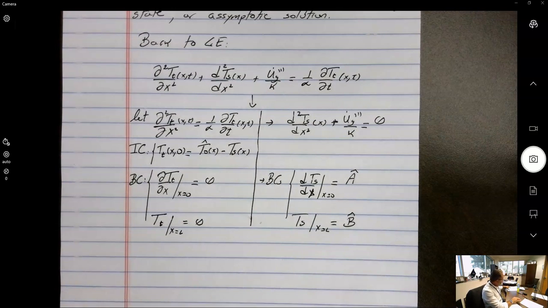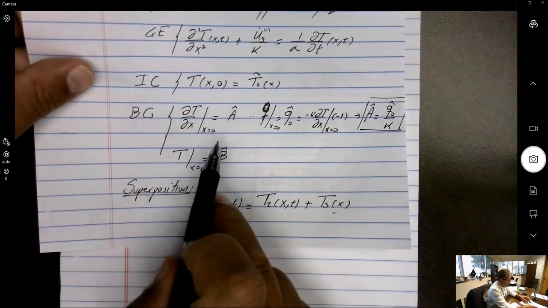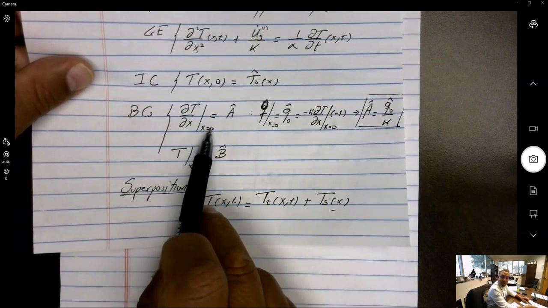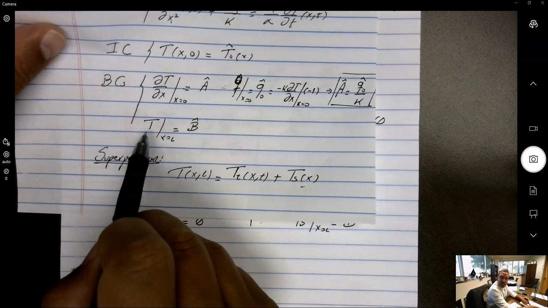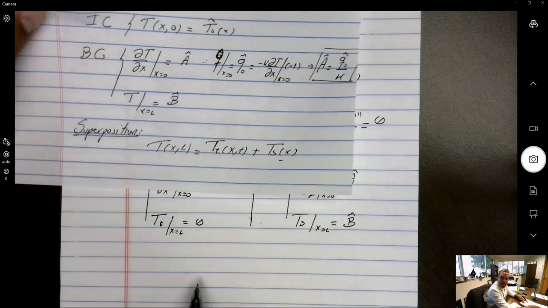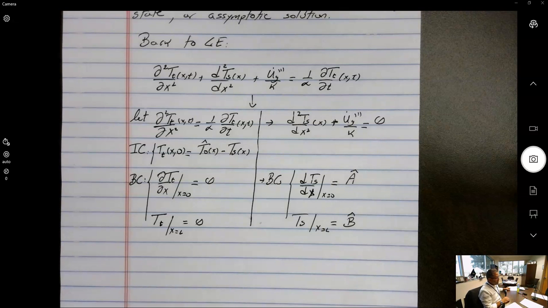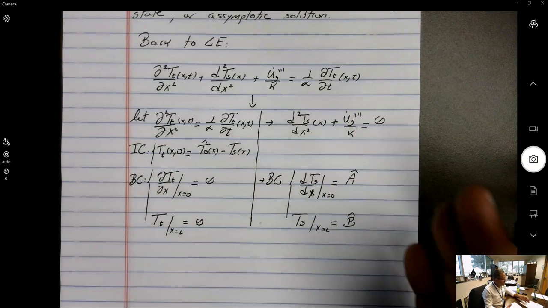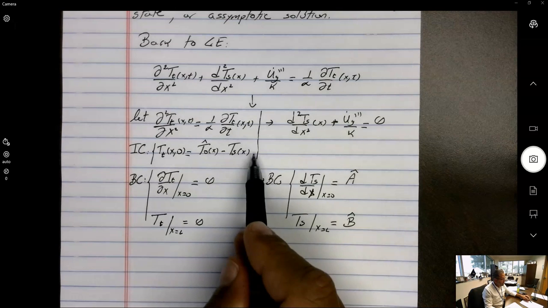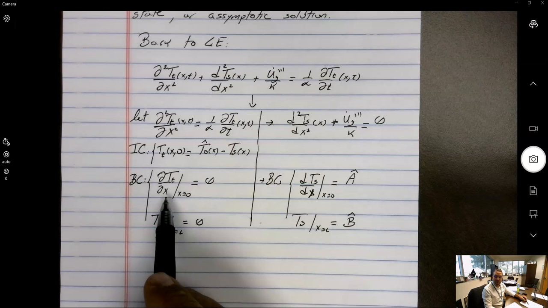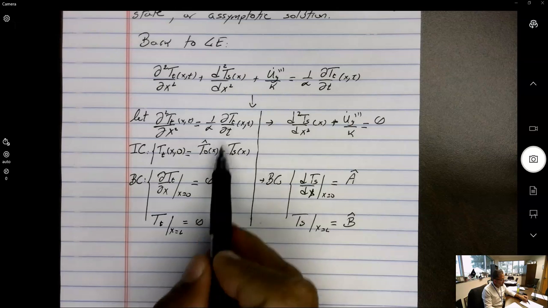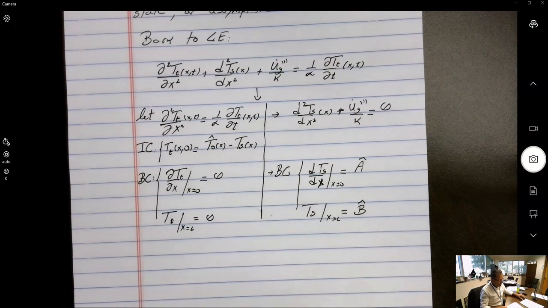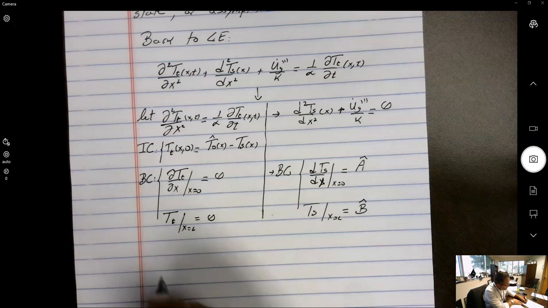Okay, so we satisfy the original problem. The original problem said that the derivative of the temperature at x equal 0 is equal to A, so this one plus this one must be equal to A. And it also said that the temperature at x equal L was B, so that means that this one plus this one is equal to B. So notice that we've actually sent all the non-homogeneous conditions over to the steady problem and kept the transient problem solvable by separation of variables. See, what we have is a non-homogeneous initial condition. Everything else is homogeneous. So let's solve the steady problem first.